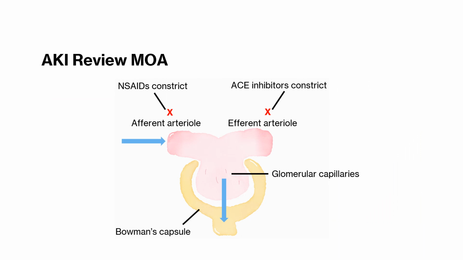And that really should be a good start to approaching AKI both in practice and for the board exams. Just a brief review, I would consider this little slide here, a diagram that I made, to be high yield. You want to recall, when you're looking at Bowman's capsule here in the yellow, the afferent arteriole is constricted with NSAID use, while the efferent is constricted with ACE inhibitors. The kidney can undergo significant damage if we're constricting both of these arterioles simultaneously. So it's best to avoid NSAID use in the setting of ACE inhibitors.